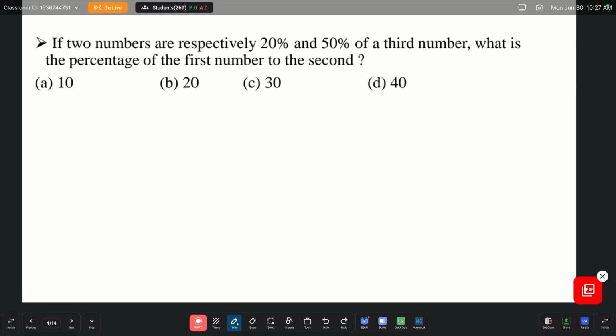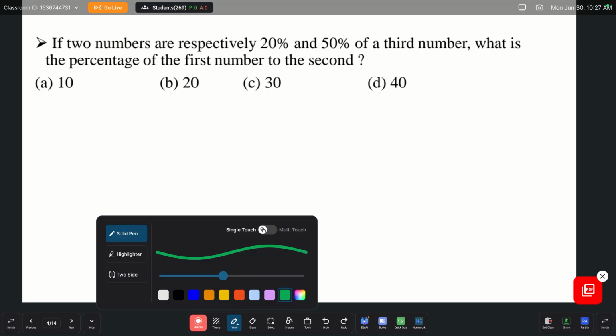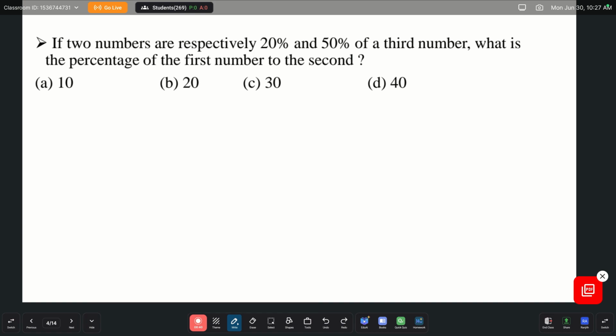If two numbers are respectively 20%, 50% of a third number, what is the percentage of the first number to the second? It is nothing but, so we don't know the third number. So the third number will be equal to 100.